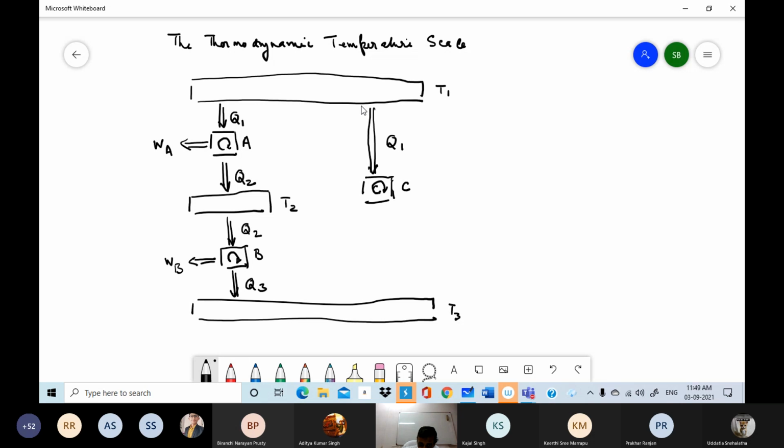So if the heat transferred from the high temperature reservoir is the same, the work output must be the same, and therefore the heat rejected to the lower temperature reservoir also must be the same. So this must again be Q3.